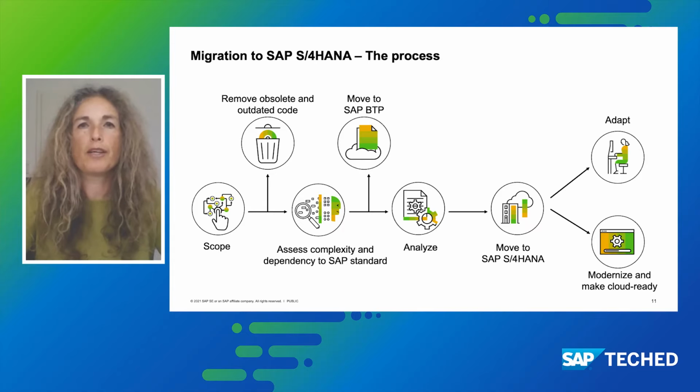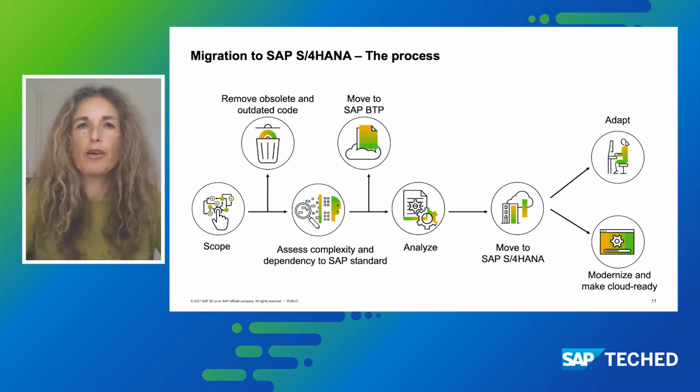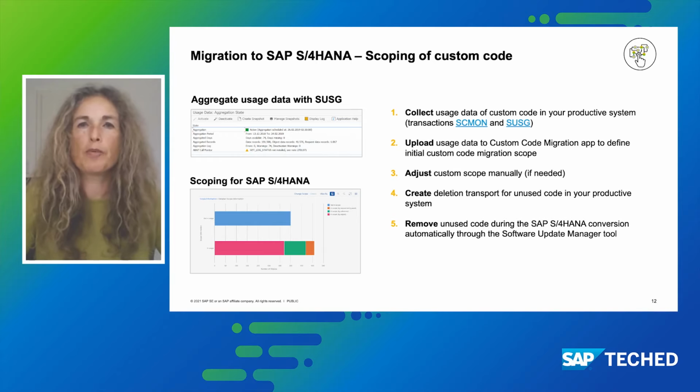And then you analyze your custom code for S/4HANA readiness and move it to SAP S/4HANA, for example, during the system conversion. And then you can adapt your custom code directly on the new S/4HANA system. And subsequently, you can modernize your custom code by means of different code pushdown techniques, or, for example, using the RESTful ABAP application programming model, or even make it future cloud ready by applying only released APIs. Let's begin with the first step, the scoping of custom code for the S/4HANA migration.